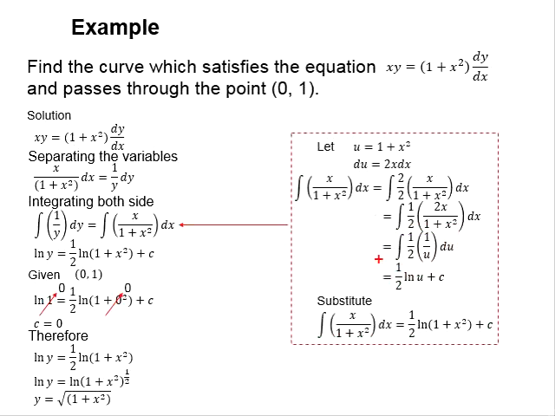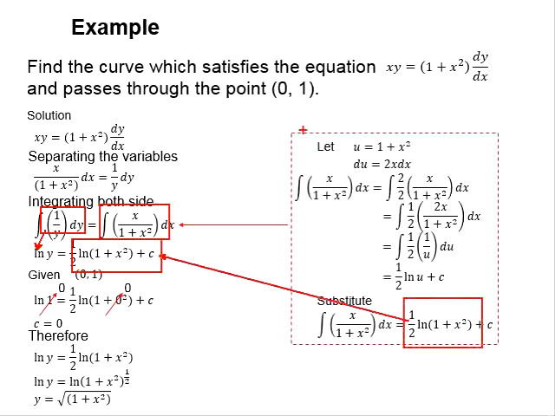After integrations, you will get 1/2 ln u plus c. This function is in the form of u. You will need to substitute back these functions into the u here, which gives you this. With that, integrating these functions, you get ln y, and integrating these functions, you get this as calculated from the calculation step here.